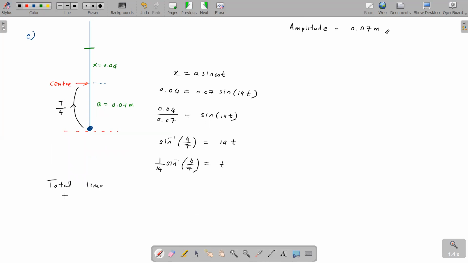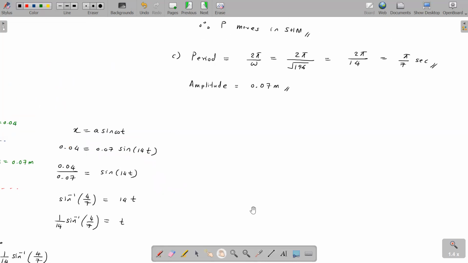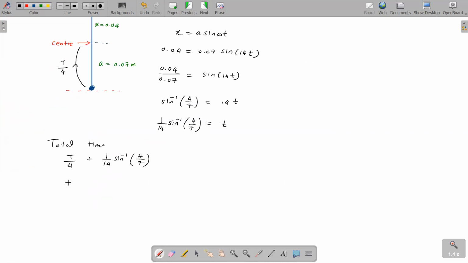So total time is a quarter of the periodic time plus 1/14 of sine inverse 4 over 7. Periodic time we just found, right? Periodic time was pi over 7. So 1/4 of pi over 7 plus 1/14 of sine inverse 4 over 7. Guys, how much is this answer? Let's type it in the calc. Give me the answer to 3SF.